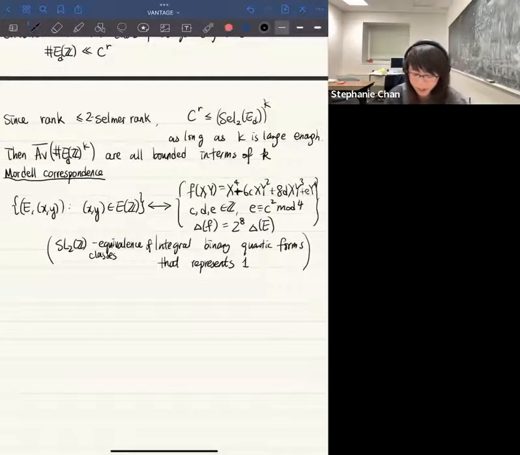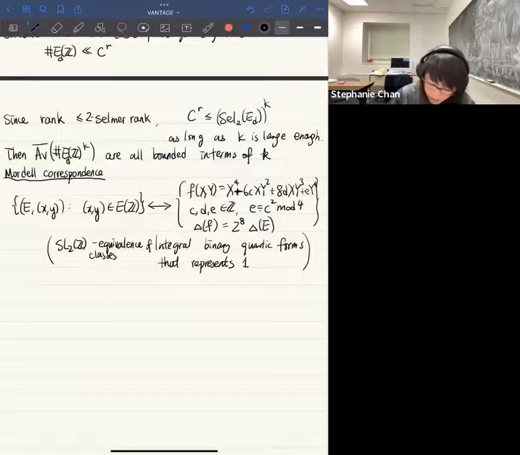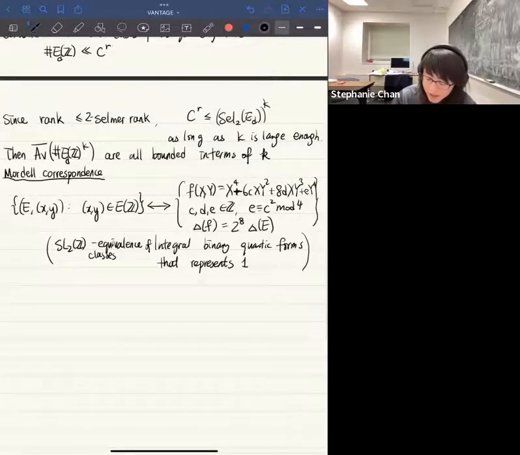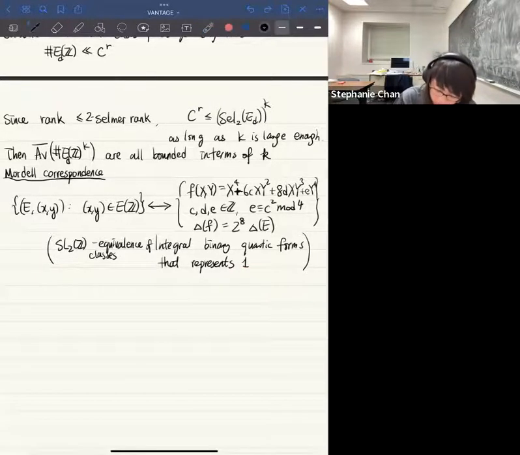Okay. So the idea here is to try and reduce the set of integral binary quartic forms that we have to consider so that we have fewer forms. And we try to loosen this condition somehow. So the important lemma here is a discriminant reducing lemma.